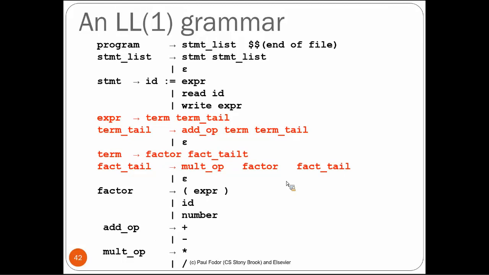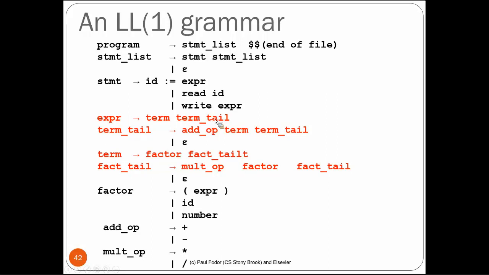In fact, this grammar parses a program. So let's read the grammar. It basically says that a program is a statement list followed by the end of file symbol. A statement list is a statement followed by a statement list, or a statement list is empty. A statement could be an assignment statement, ID colon equal expression, or a statement could be a read ID, or it could be a write expression.